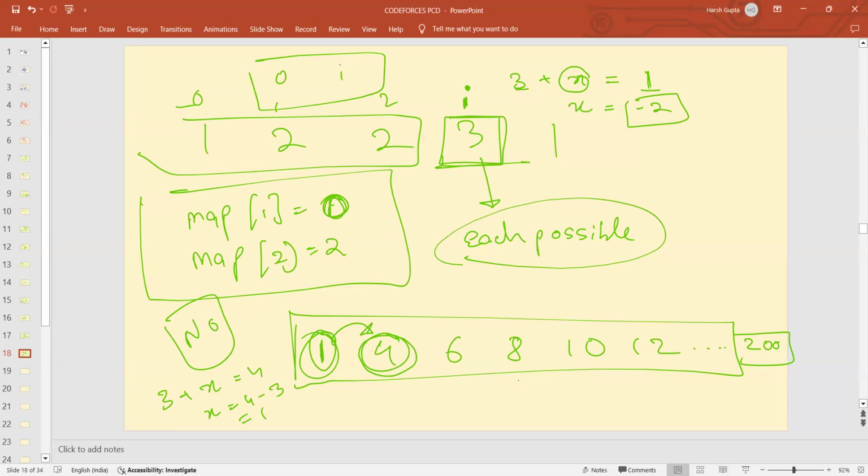Now, why am I able to do this? This is because the number of composite numbers will be less than 200. So even if I run a loop of 200 for every i, I will get a time complexity of n into 200, which will never produce TLE. So that's the reason this can be done. Is the logic clear to everyone?